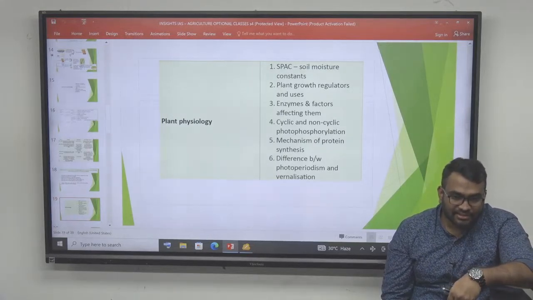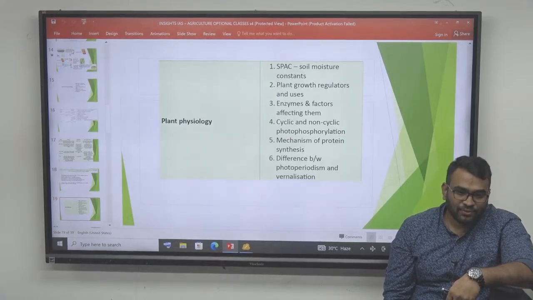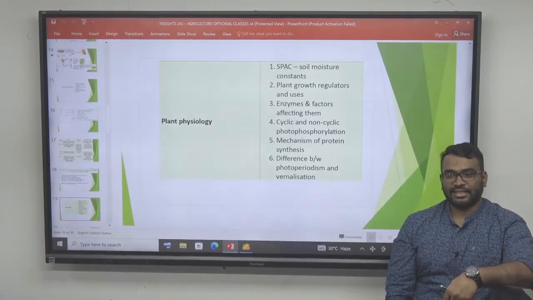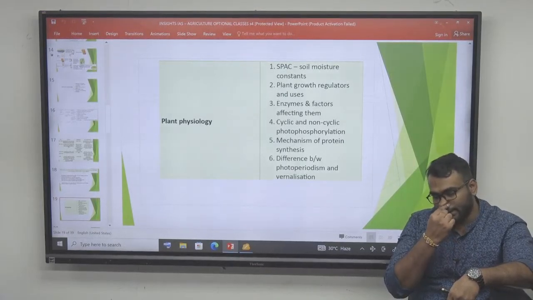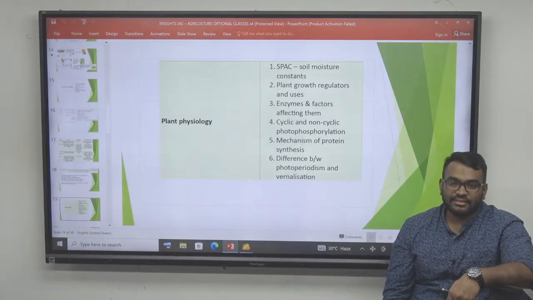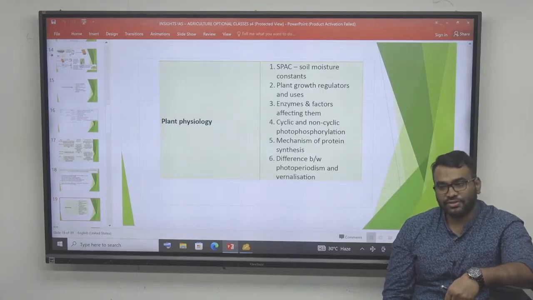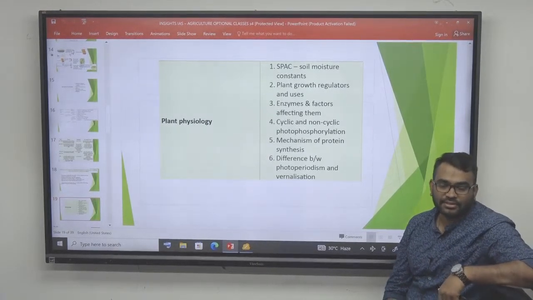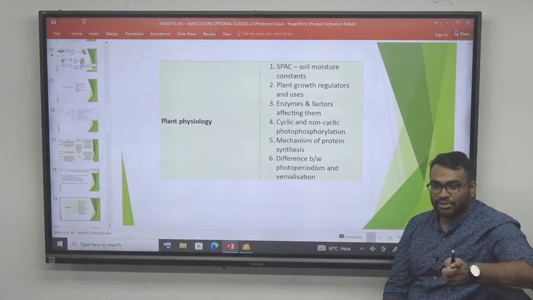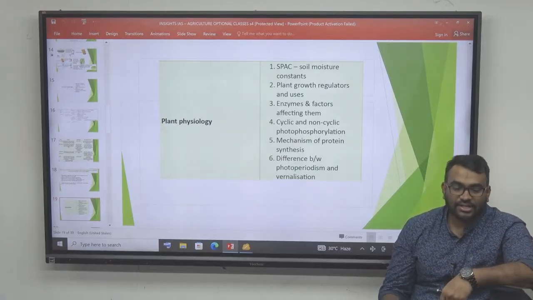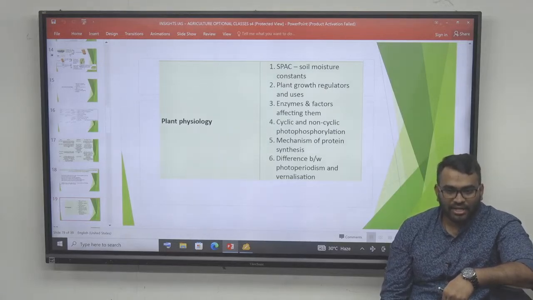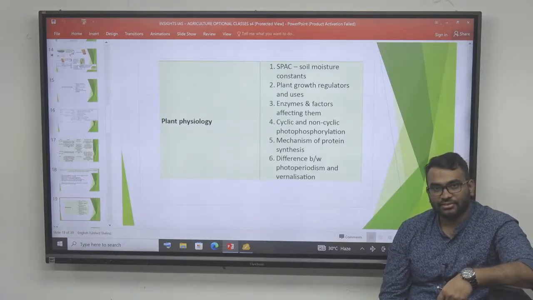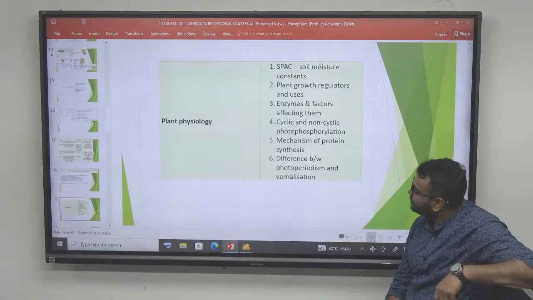Next one is cyclic and non-cyclic photophosphorylation. See, essentially the cycles, that is C3, C4, CAM, have been asked adequately, but this photophosphorylation, though it is asked, is asked very little. But this year, it could be a potential question for 15 or 20 marks, right? So do know the Z form of electron transport system that is happening, and how much energy is being produced and how much energy is being utilized. Those sorts of things should be clear for you.